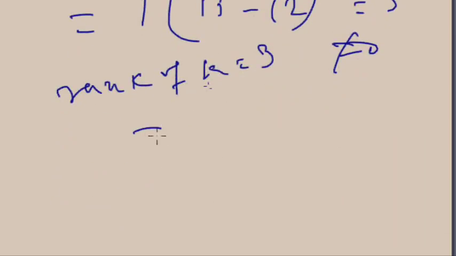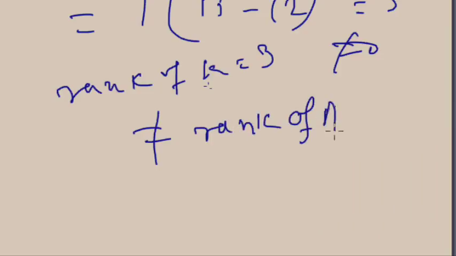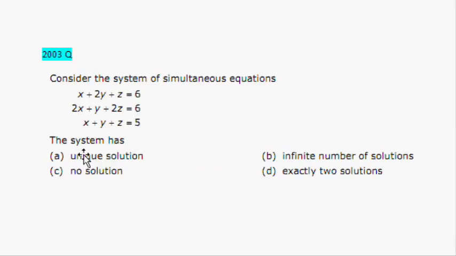So the rank of K is not equal to the rank of A. The rank of A is 2. If the rank of K and the rank of A are not the same, then you will get no solution. That means the system has no solution, so C is the correct answer.